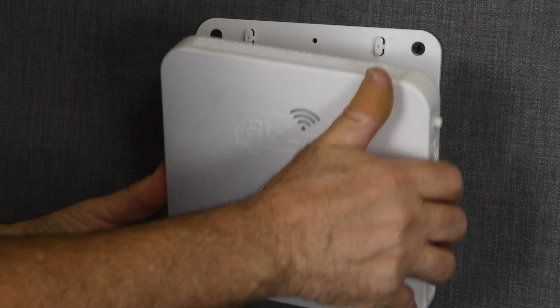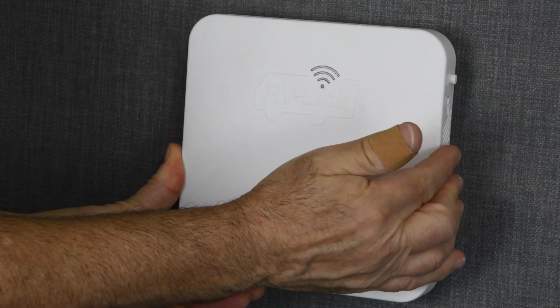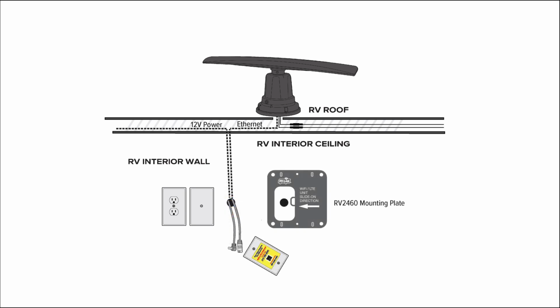Mount the unit to the wall by aligning the slots on the unit to the tabs on the mounting bracket. Insert and slide to lock into place. If the original wall plate is ganged with other side-by-side wall plates, locate a mounting position nearby and install accordingly.